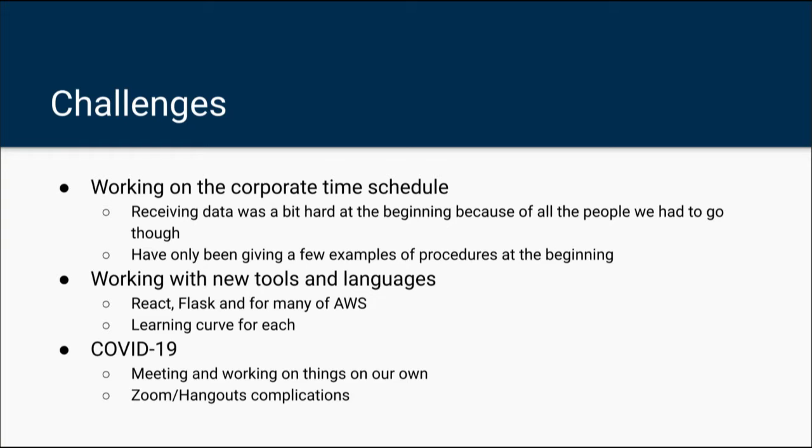And then the last being the COVID-19 coronavirus. This created complications because we had to work on things on our own and without each other's help. When we did meet, Zoom and Hangout were sometimes complicated: I don't have strong Wi-Fi, I can't hear you, technological errors and things like that, which made things more complicated but not impossible.